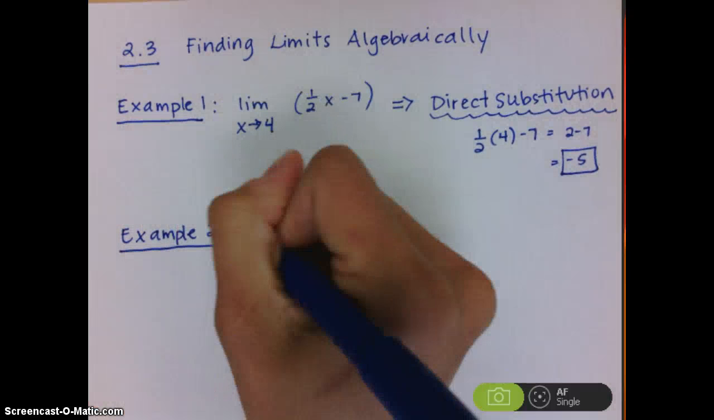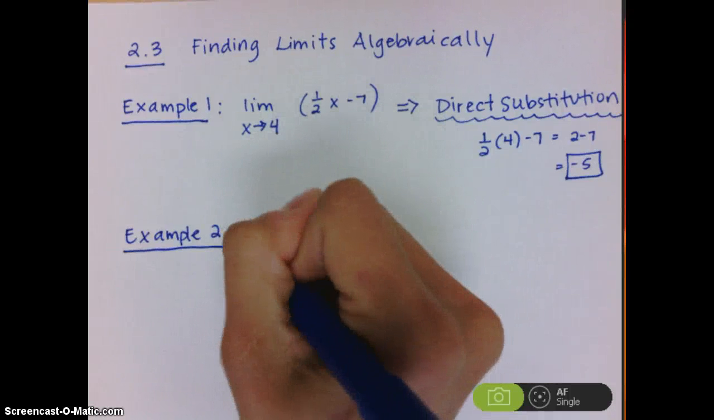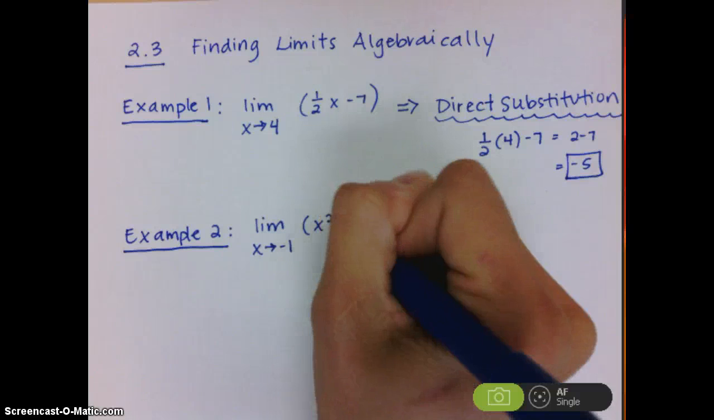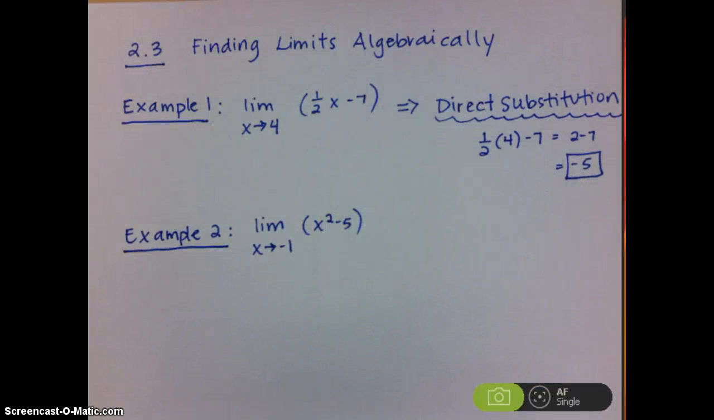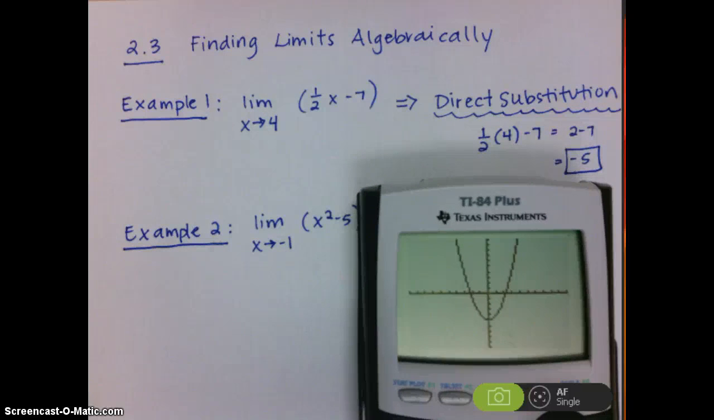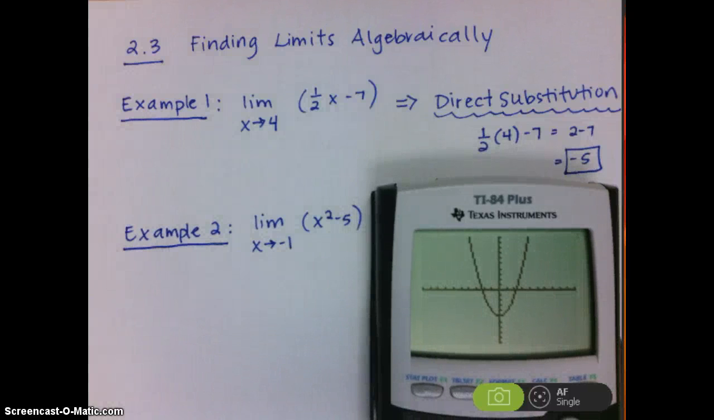And in this example, I'm going to switch it up a little bit, and I'm going to use a nonlinear function, specifically a quadratic function. So if we take a look at the graph of this function, we have x squared minus 5, a parabola, and we want to look at the limit as x approaches -1. So once again, let's trace. And there I am, already close to -1. My trace function on my calculator gets me close to -1, not precisely at -1.